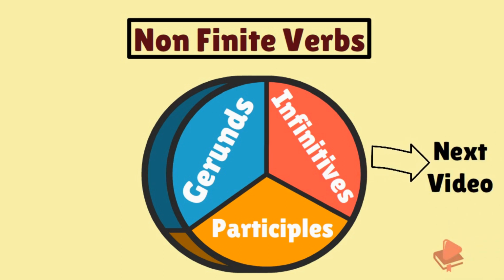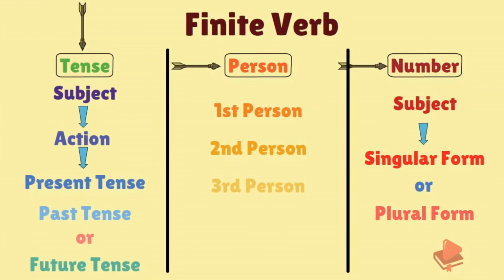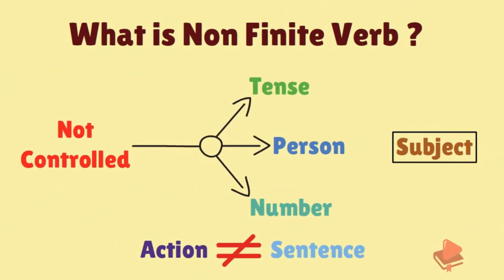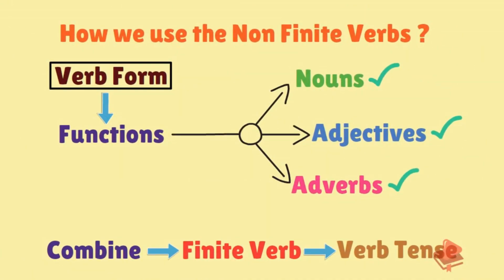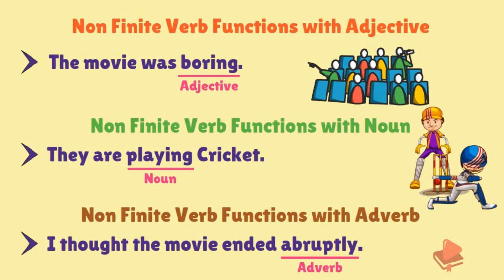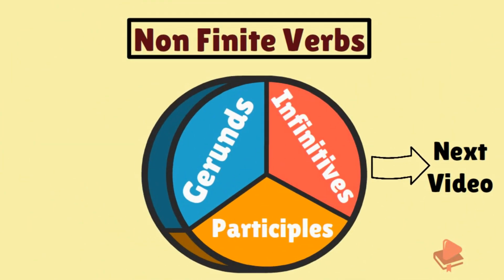Let's have a quick recap of what we have seen in this video. We saw what is a finite verb. Then we saw non-finite verbs. Then we saw how we use the non-finite verbs in sentence with example, that is, with adjective, with noun, and with adverb. And lastly, we saw the classification of non-finite verbs into gerunds, infinitives and participles. So that's all about the video.